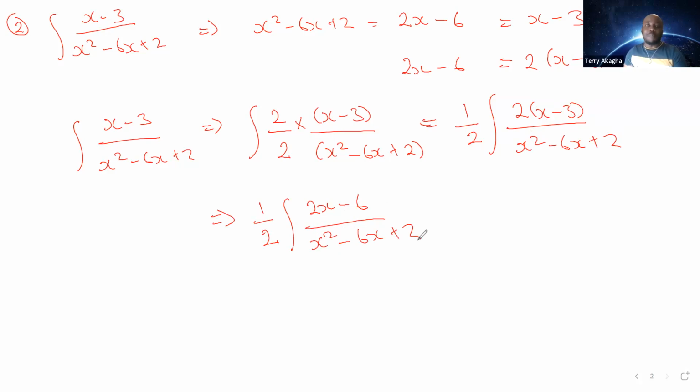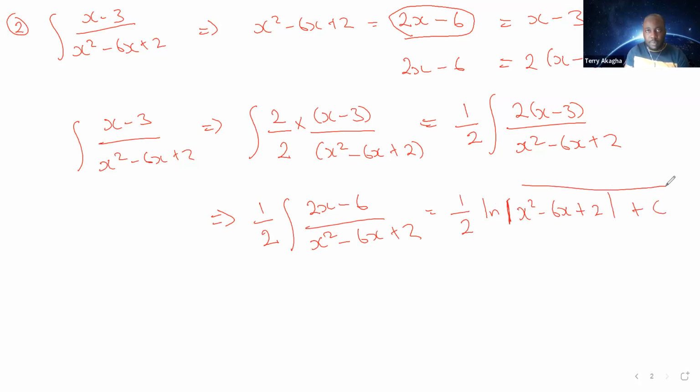Now we're back to the form. When I differentiate x squared minus 6x plus 2, it's going to give me the 2x minus 6 I was interested in the first place. Okay? So that means I can now write this to be 1 over 2 ln of the denominator, x squared minus 6x plus 2, plus c. Is this making sense? That is it.